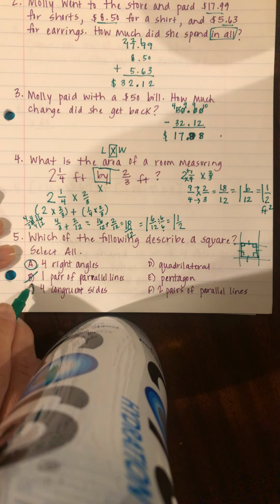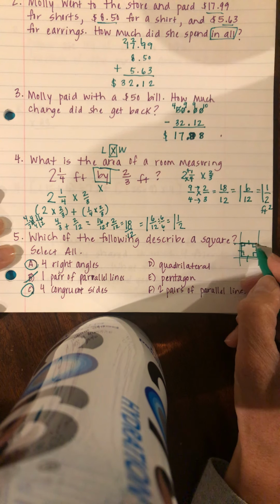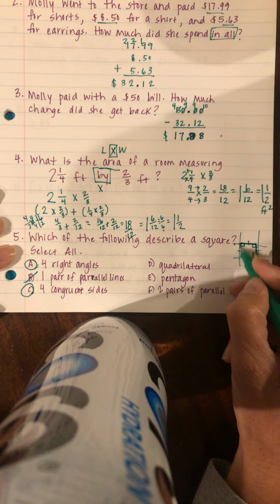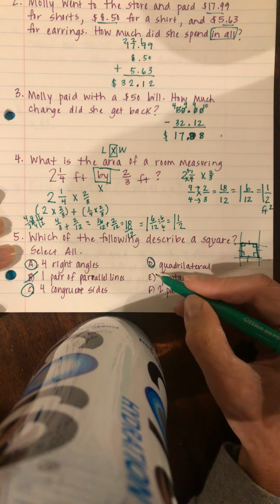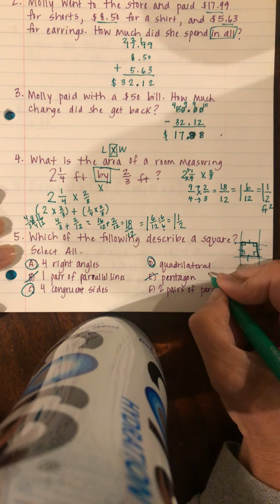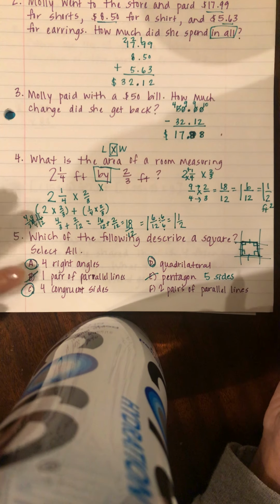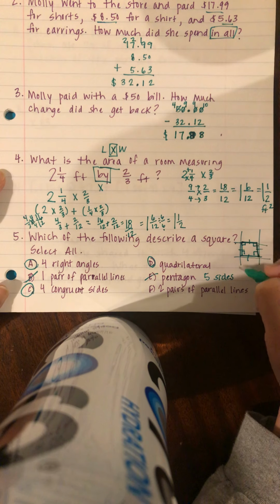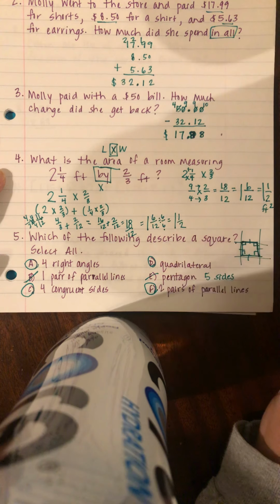So a square has 4 right angles, 4 congruent sides. Quadrilateral means it has 4 sides. So 1, 2, 3, 4. It is a quadrilateral. Not a pentagon. A pentagon has 5 sides, so it cannot be a pentagon. And we already said if it doesn't have 1 pair of parallel lines, it has 2 pairs of parallel lines. So A, C, D, and F.